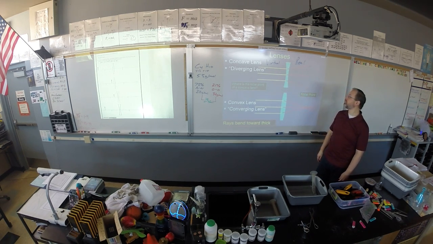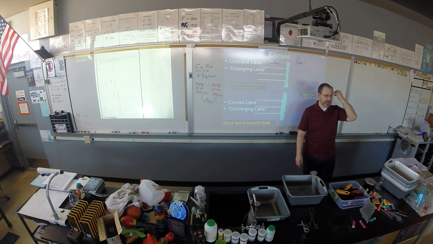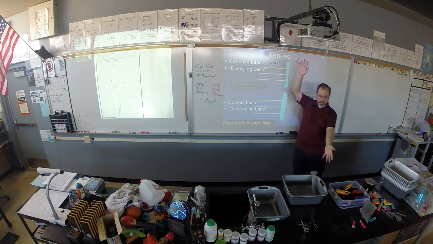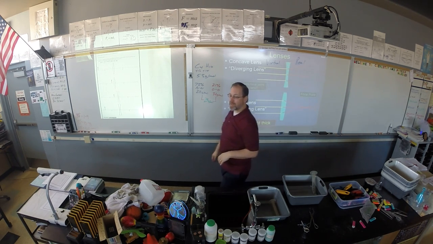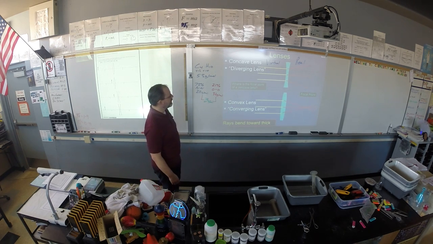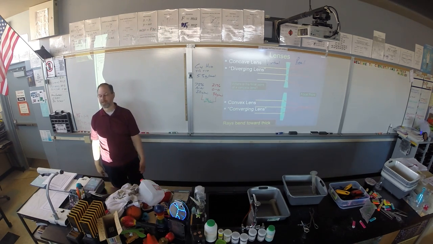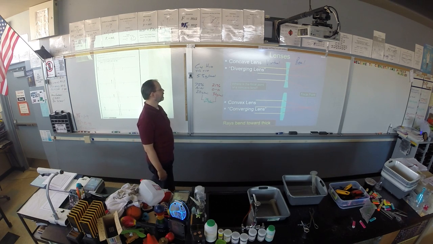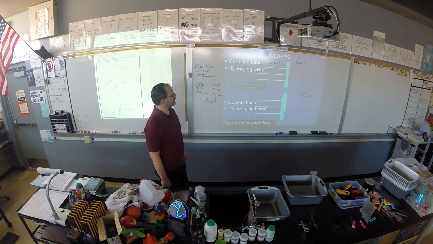A concave lens is a diverging lens because the rays diverge. A convex lens is a converging lens because the rays converge. Make sense? Rays bend towards the thick part of the lens because they bend more where the lens is thickest. The diverging lens is thickest on the outside, so they bend out. A converging lens is thickest in the middle, so they bend in.